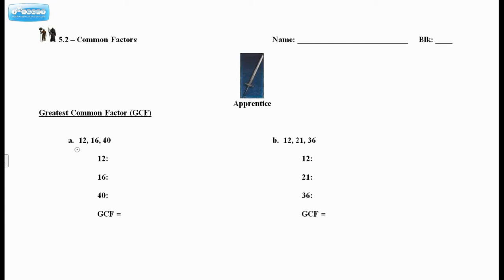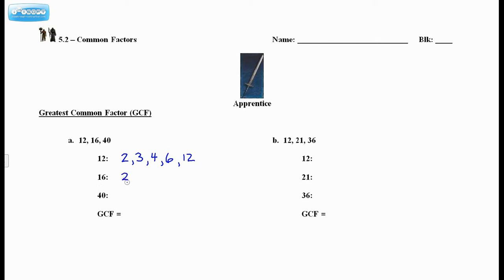Part A, we have three numbers, and what I want to find is the greatest common factor between these three numbers. Remember, a factor is a divisor of a number. So for 12, I'm just going to make a list of all of the factors, prime and composite. I'm going to ignore 1 because 1 is neither prime nor composite. So we have 2, 3, 4, 6, and 12. Those are all of the factors of 12.